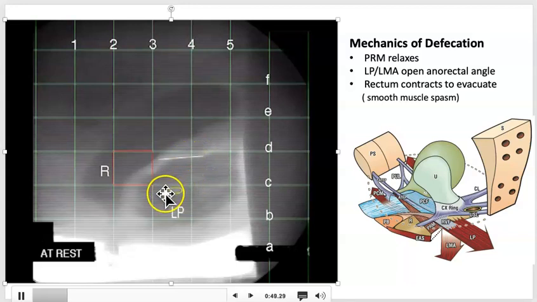Just below, you will see a yellow circle. This has been placed around a space in the levator plate. This space will be seen to move according to the particular muscle contraction. In squeezing, it will move upwards and forwards. In straining and defecation, it will move backwards and downwards.